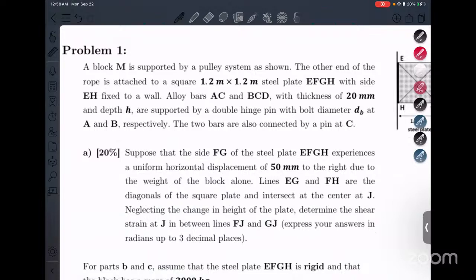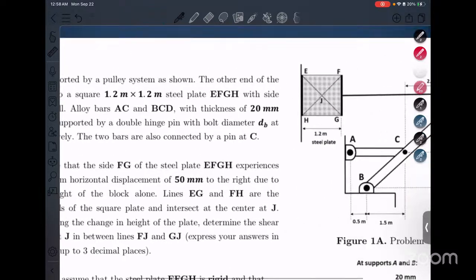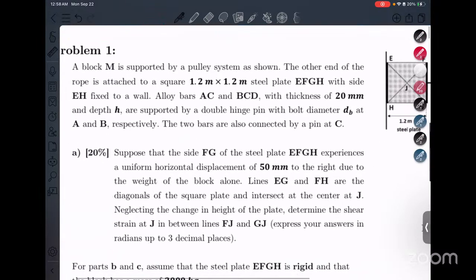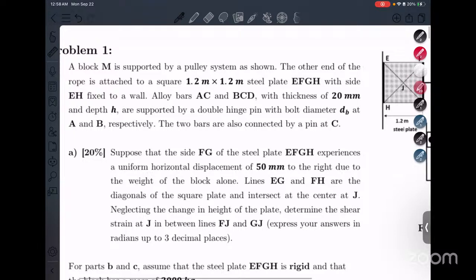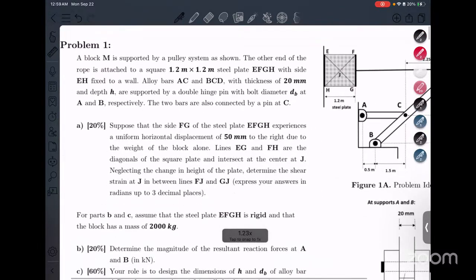The other edge of the rope is attached to a square steel plate with side EH fixed to the wall. Alloy bars AC and BCD with thickness of 20 millimeters and depth H are supported by a double hinge pin with a bolt diameter DB at A and B respectively. The two bars are also connected by a pin at C.